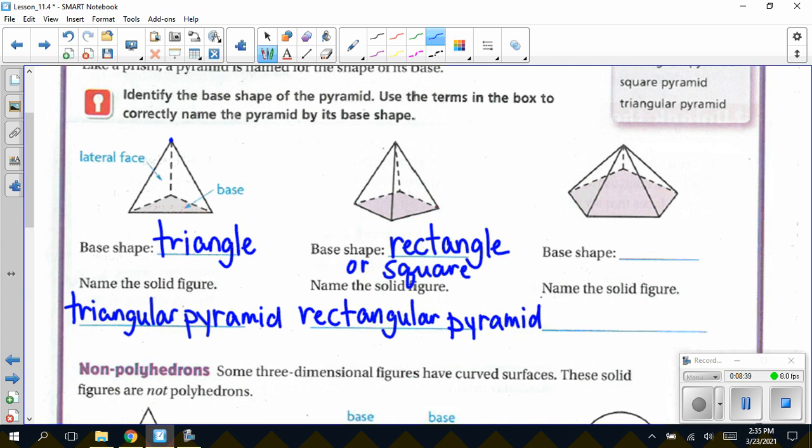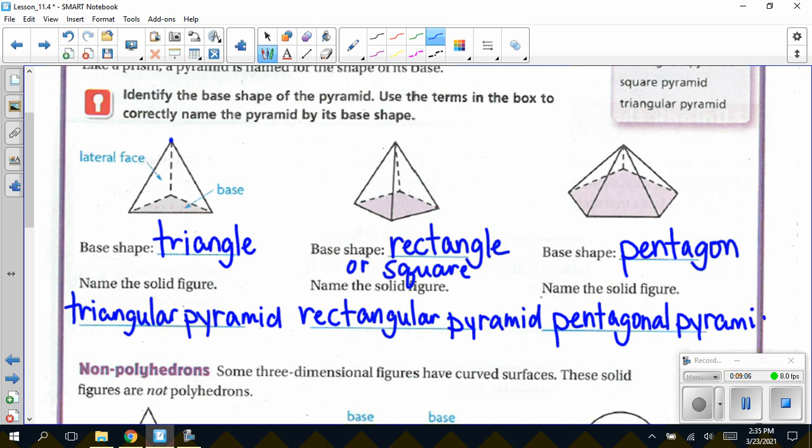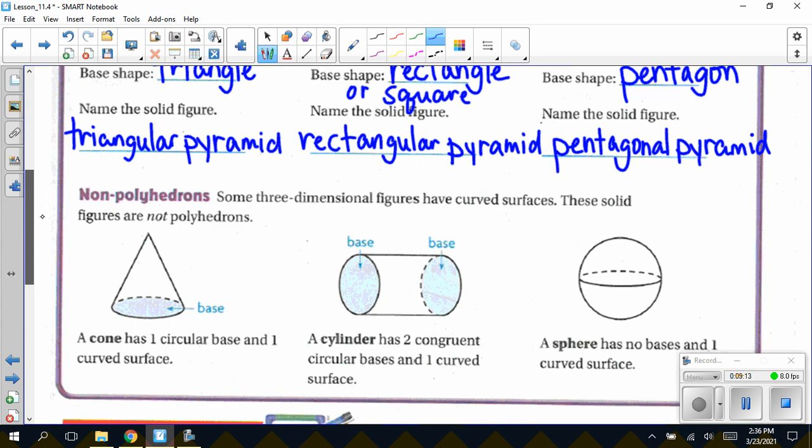And the last pyramid that we are going to identify right here, notice it has 5 sides for that base shape. A 5-sided polygon is a pentagon. So this pyramid name would be pentagonal pyramid. So those are the 2 types of polyhedrons we're going to be discussing in this lesson.